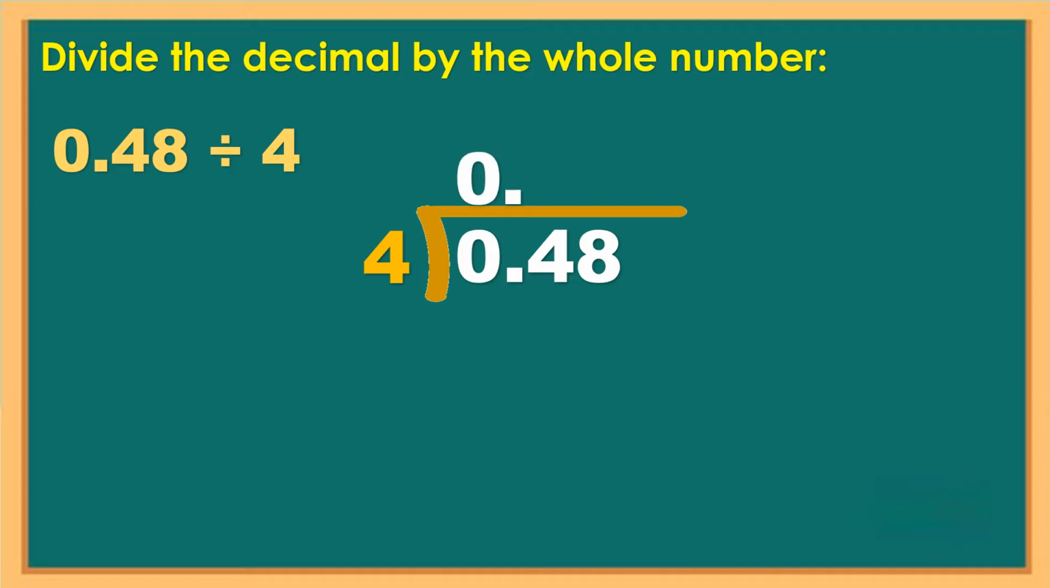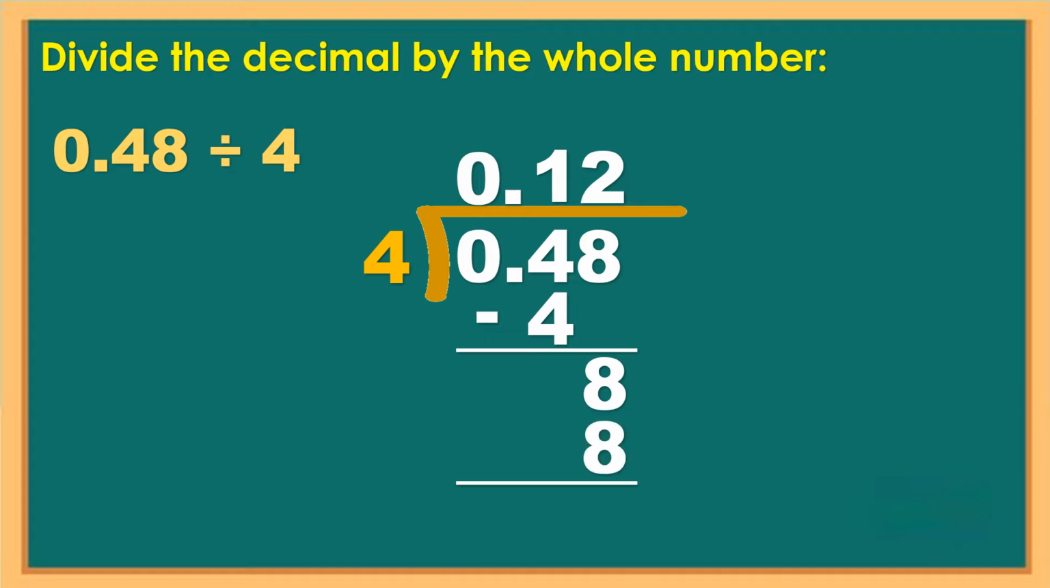4 divided by 4 is 1. Then 1 times 4 is 4. Then we subtract. 4 minus 4 is 0. We don't have to put 0 as the answer. Then we have to bring down 8. Then divide again. 8 divided by 4 is 2. Then multiply. 2 times 4 is 8. Subtract. 8 minus 8 is 0. Now the final answer is 12 hundredths. 48 hundredths divided by 4 is 12 hundredths.